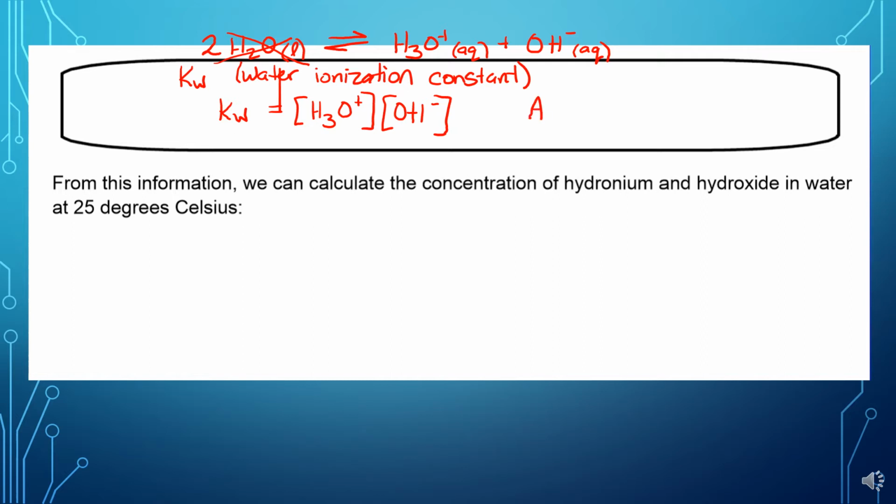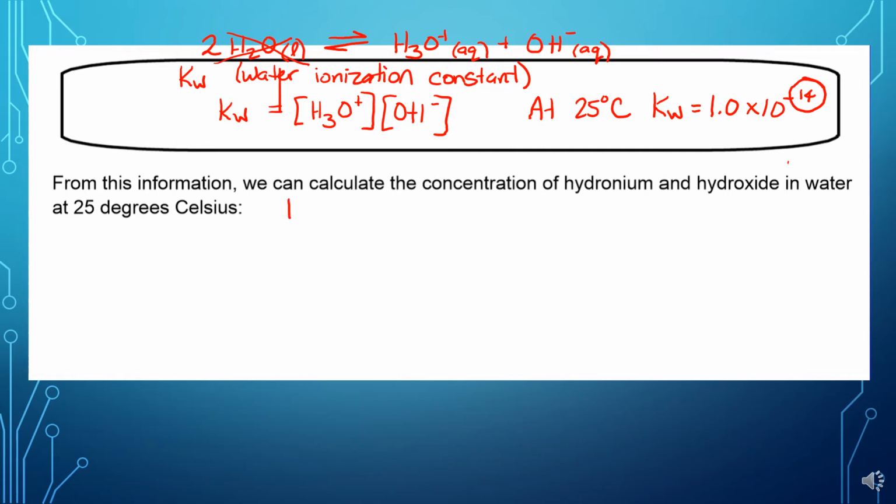As it turns out, at 25 degrees Celsius, which is what we do all of our reactions at, the Kw is equal to 1.0 times 10 to the negative 14. I want you to pay special attention to this 14 because we're going to start talking about the pH scale in the next week, and that number is going to really play into our pH scale. If you think about our pH scale going from 0 to 14, there's where the 14 comes in. From this information, we can calculate the concentration of hydronium and hydroxide ions in water at 25 degrees Celsius.